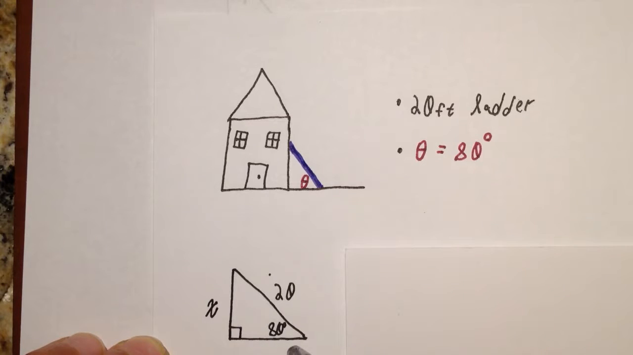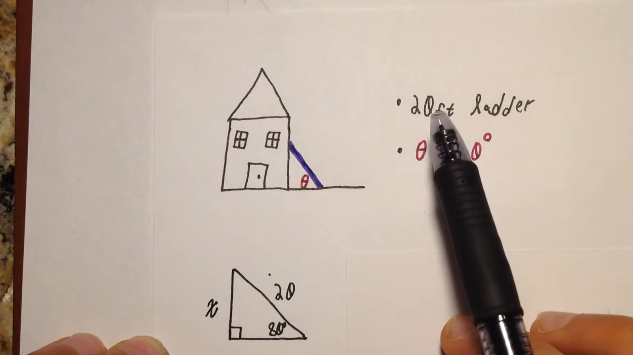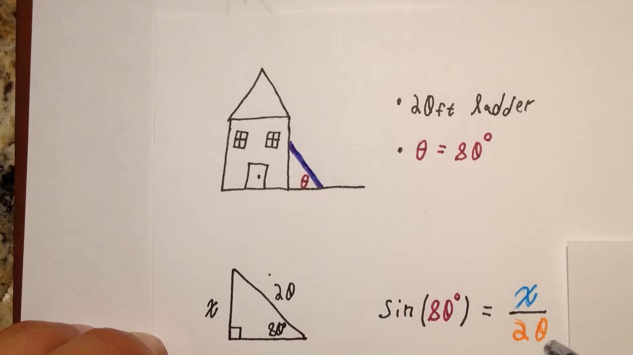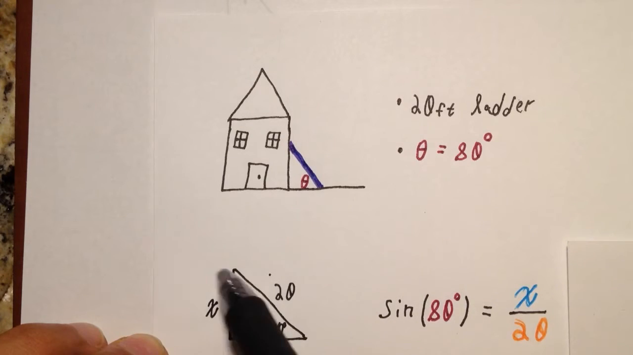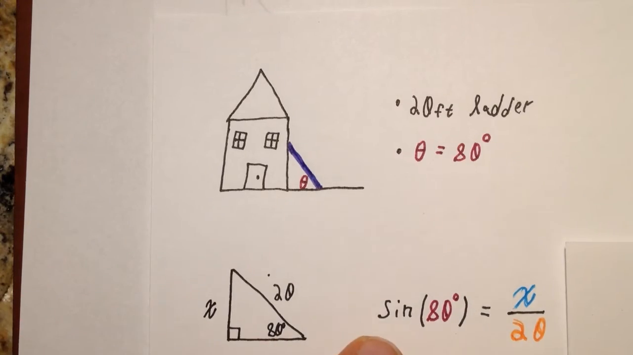Now what trig identity gives me an opposite side and the hypotenuse? Hopefully you may have said sine, and this is exactly what I'm going to do over here. Sine of 80 degrees is going to be some ratio that's opposite over hypotenuse, x over 20. That's how simple it is. From there, to isolate x, or to get that opposite side, I'm going to multiply both sides by 20 and simplify.